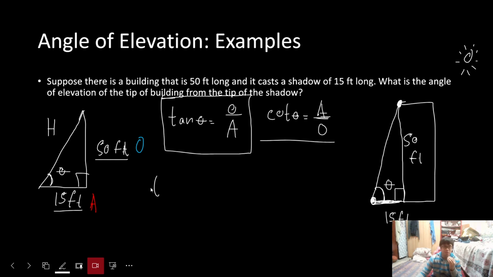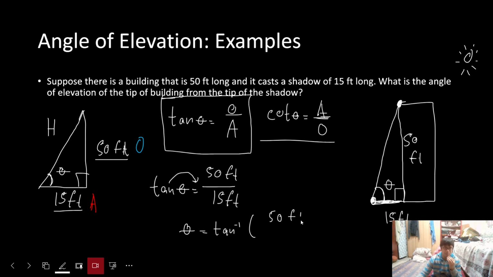So let's substitute and find the angle here. We have the opposite, which is 50 feet, and the adjacent of 15 feet. So we're going to put the tangent here. We have theta equals arctangent of 50 feet over 15 feet.